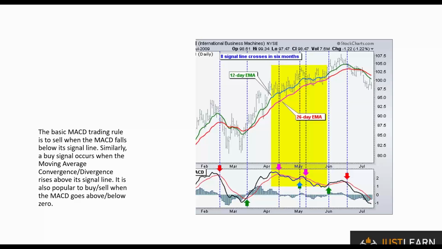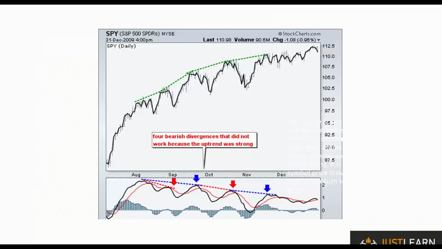So the basic MACD trading rule is to sell when the MACD falls below the signal line. Similarly, a buy signal occurs when the MACD line rises above. It's also popular to buy and sell when the MACD goes above and below the zero line. But again, a lot of people trade divergence.